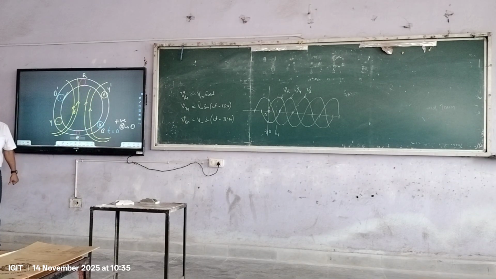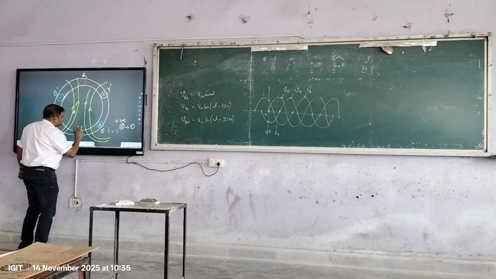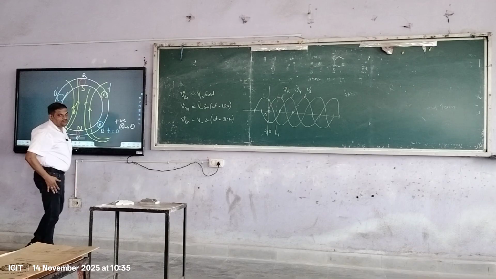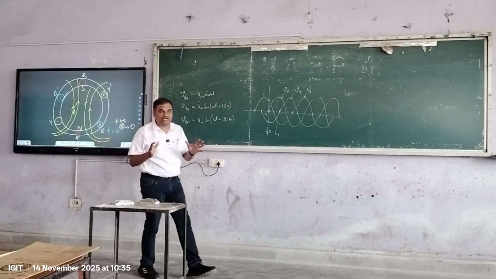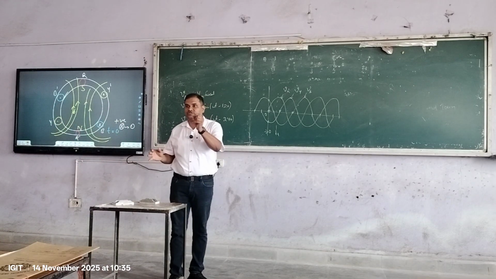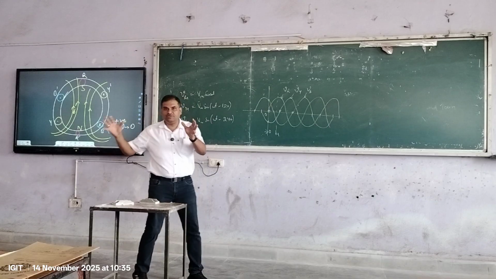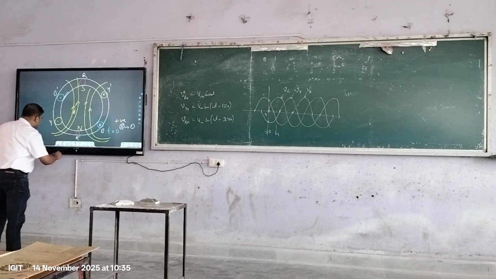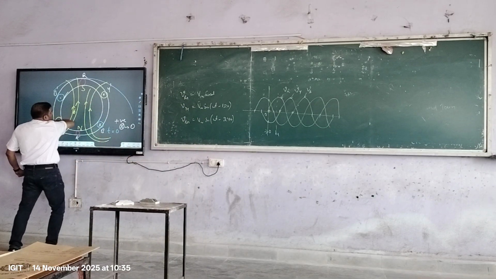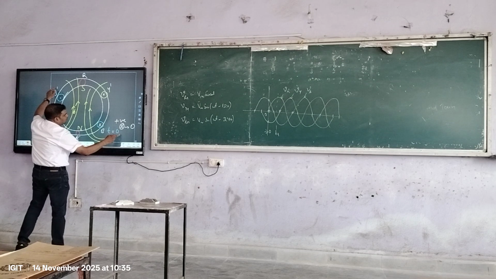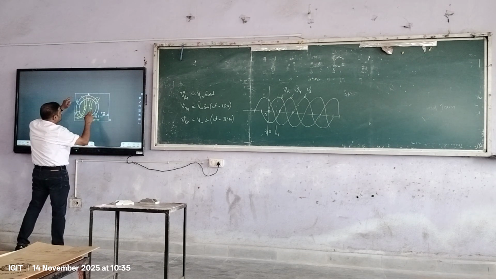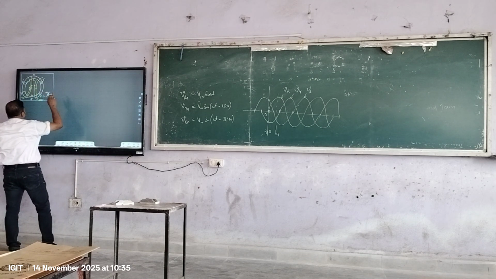Perfect. So from this, what is your observation? Where is the north pole now? North pole is here and south pole is here. This is at position t equals to t0. Fine. Let me just zoom it up and keep it aside. Okay, keep it at the corner.